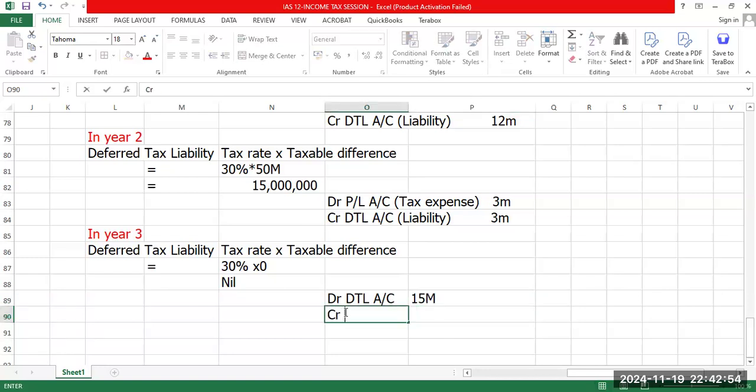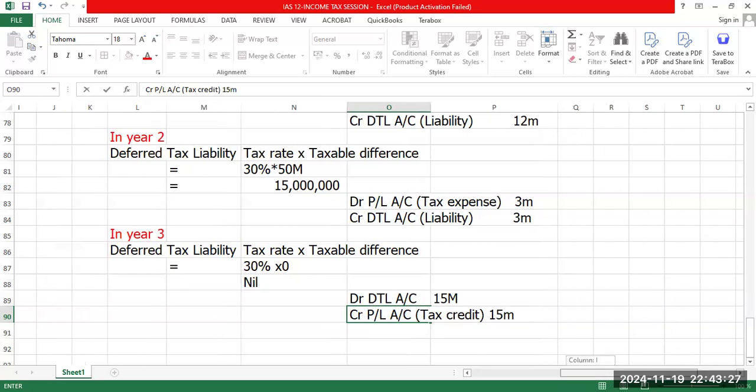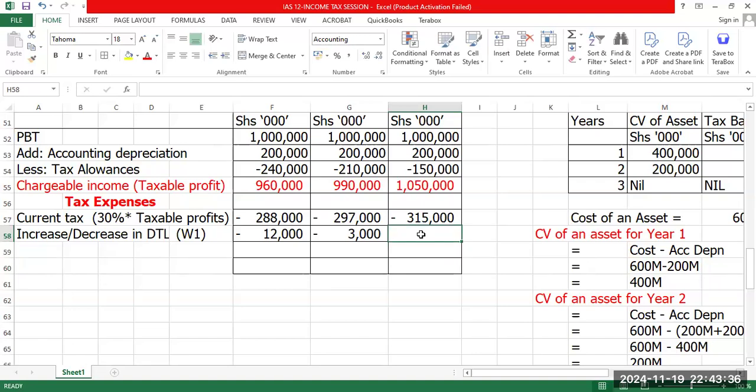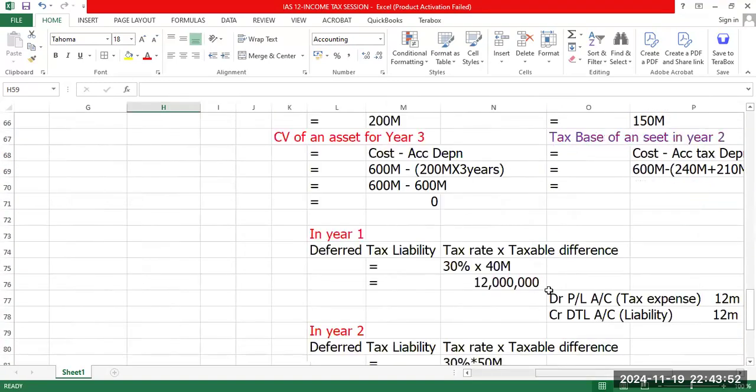Then I credit what? This is an income, so it will be profit or loss. Remember, an income has a credit balance. Incomes increase by crediting. This is basically tax credit of 15 million. So what does this one mean? It means that you will come here on your year 3. Since it is a tax credit, a decrease in liability, you will not put the figure as a negative. Instead, it will be a positive 15. And you're done with everything.